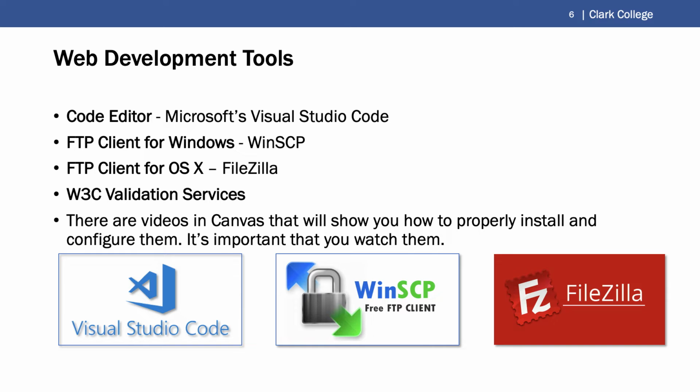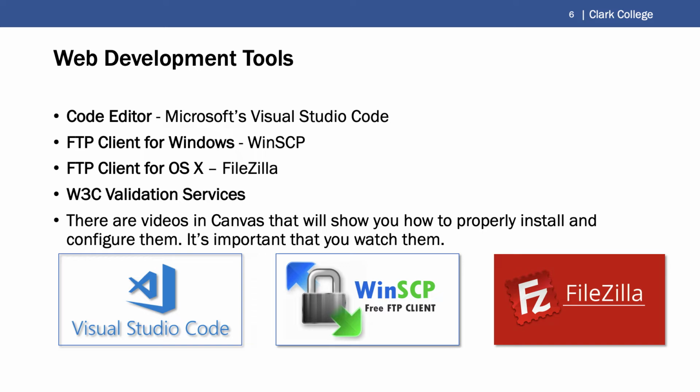In this course, we'll be using several tools to help you create and publish your web pages. The first is the code editor, and that's Microsoft's Visual Studio Code. The next two are what we call FTP clients, or File Transfer Protocol clients. WinSCP is going to be used on Windows computers, and FileZilla is going to be used for people using Macintosh computers.